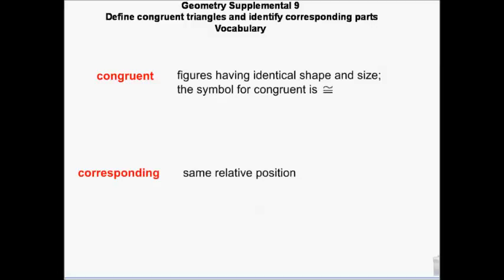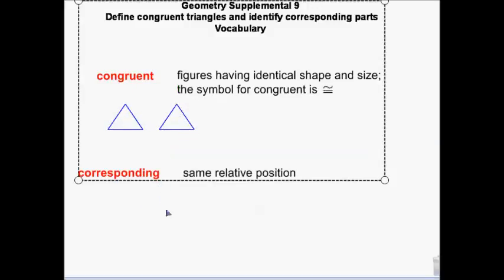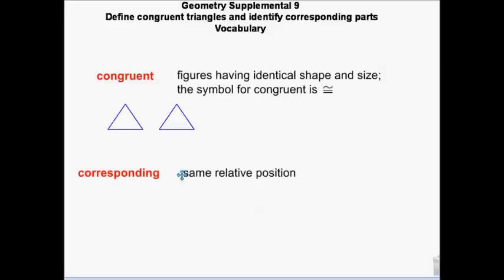If I were to take this triangle and copy it, these two are going to be congruent because they're the same shape, same size. Okay. And we'll know that they're the same size because the lines on the sides will indicate that they're the same length, and then we'll have angle loops to indicate that we have angles that are the same. Okay.